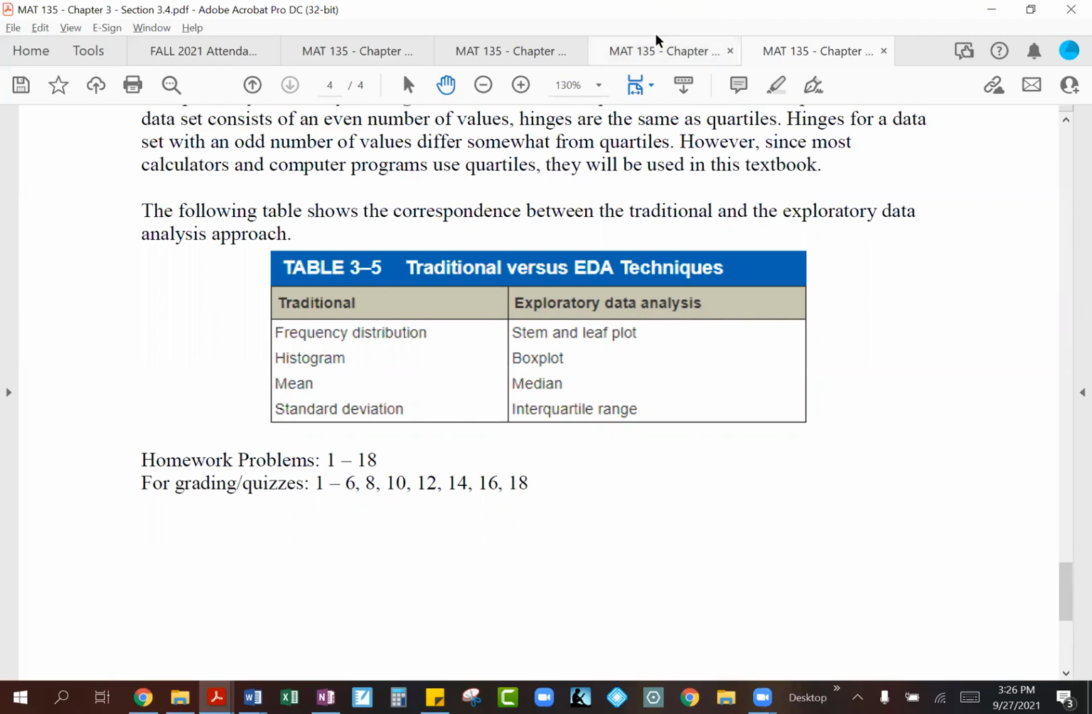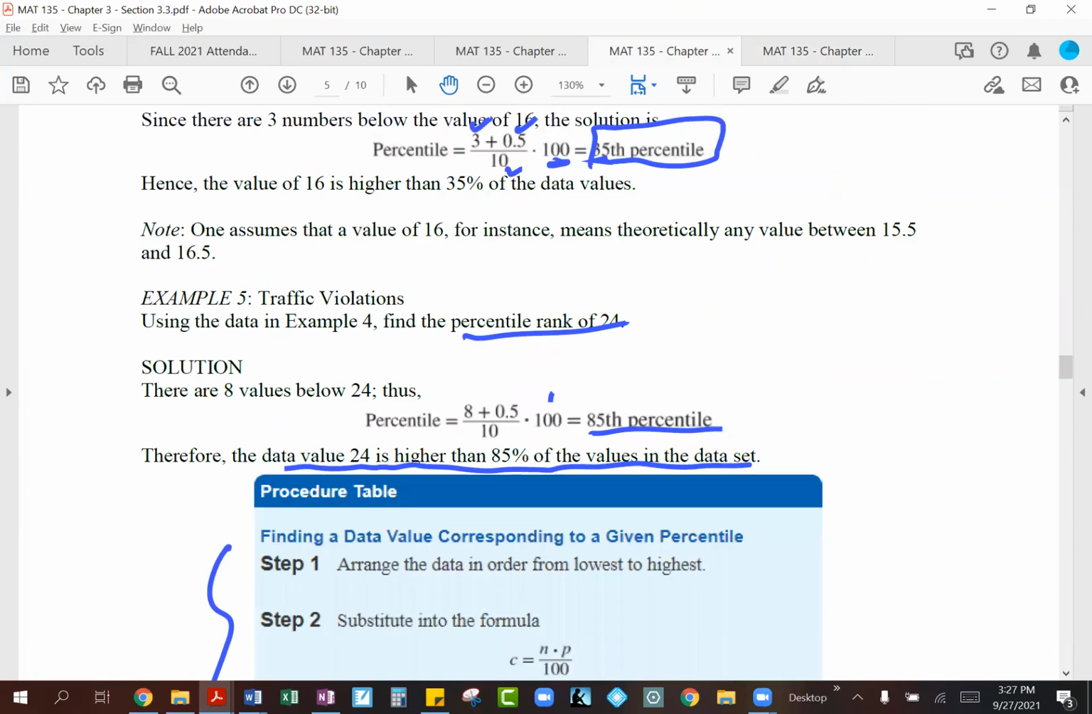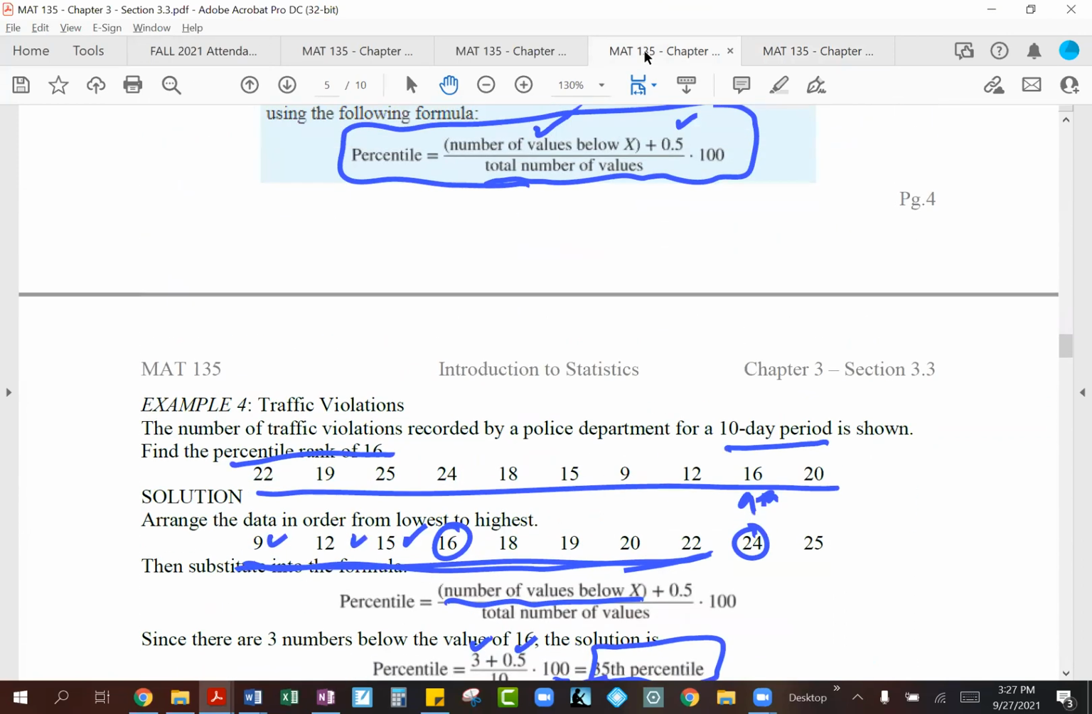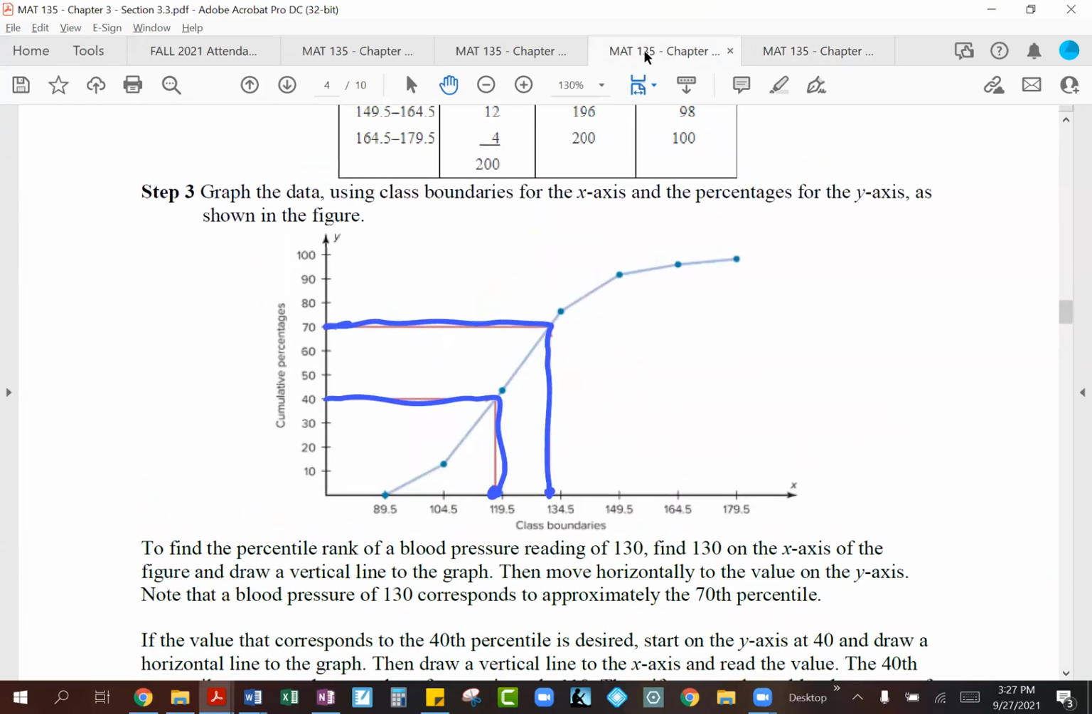So this was using quartiles, but then remember how we were talking about we can use percentiles to keep track of what the position of your data value is within its own data set. So that's where a lot of times we use percentiles. We don't really do quartiles and deciles on that one.